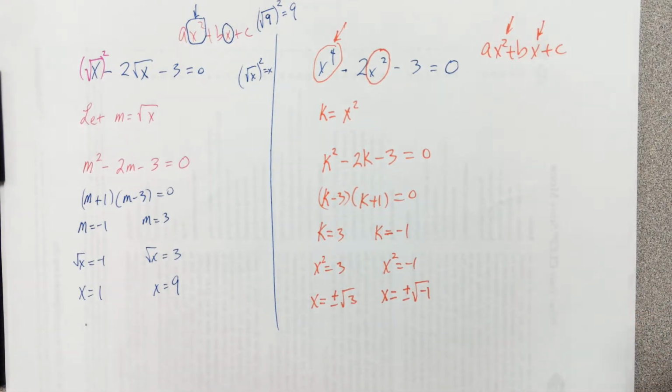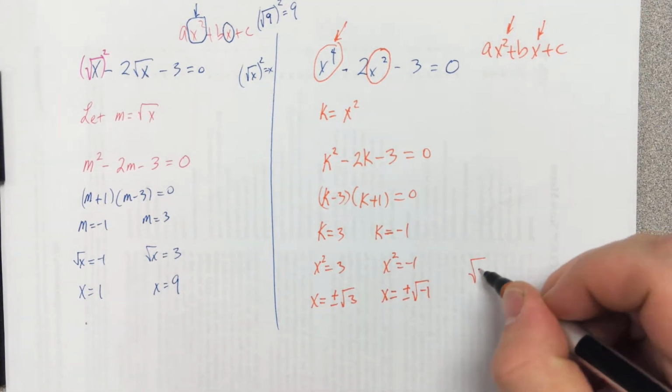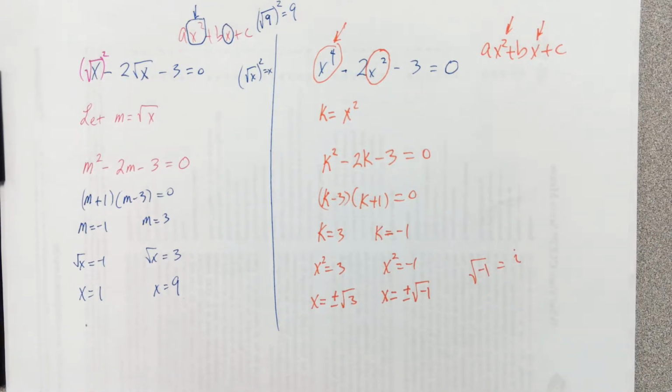What's plus or minus i? For what we're going to do in this class, we can just leave that, but you know that the square root of -1 equals i. It's imaginary. It's a special number.